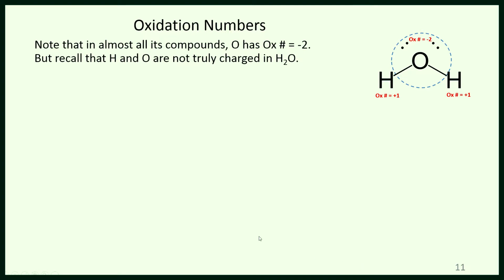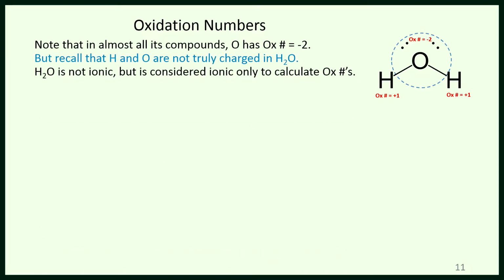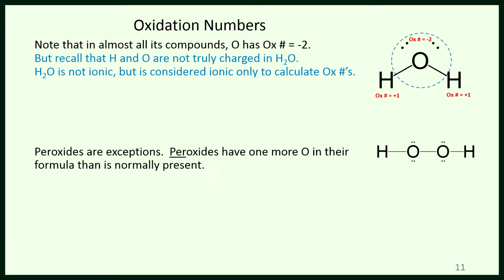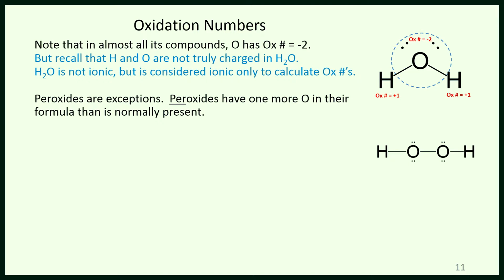So here, notice here that hydrogen and oxygen are not truly charged. Hydrogen is not a +1 cation, oxygen is not a -2 anion, but these are simply assigned charges. They are oxidation states. And we only do this to calculate the oxidation number. Let's take a look at peroxides.